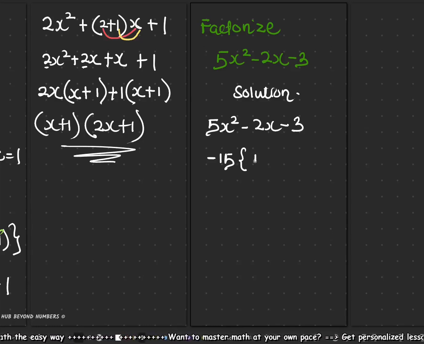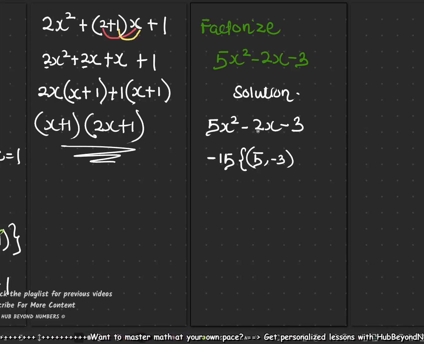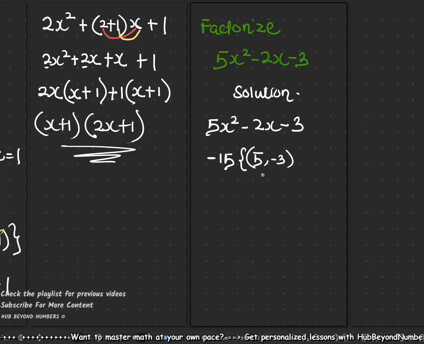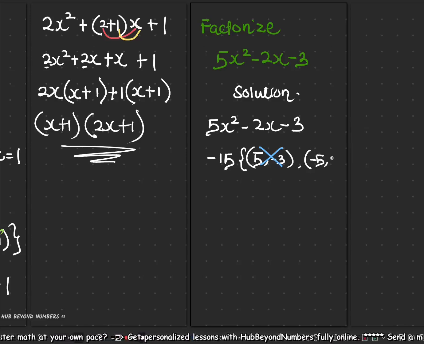For instance, if we have 5 times negative 3, 5 times negative 3 itself gives us negative 15, right? And if we add it, do we get negative 2? No. But then we get a positive 2. So this here will certainly not work for us. Let's take another factor pair. So another factor of 15 can be negative 5. Negative 5 times 3. If we multiply, do we get negative 15? Yes. If we add, do we get negative 2? That is also a yes.